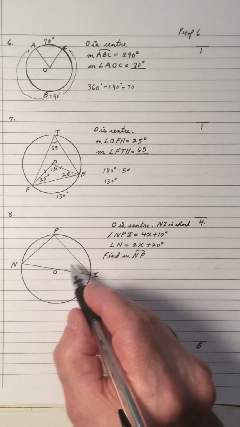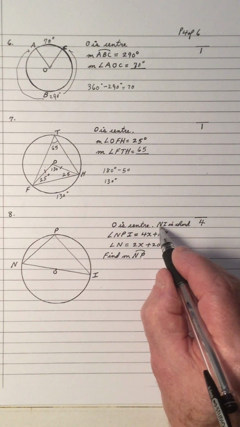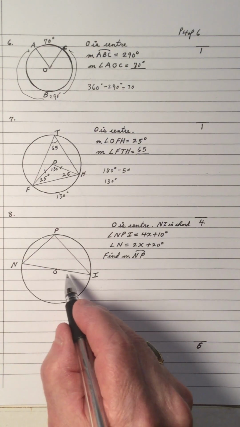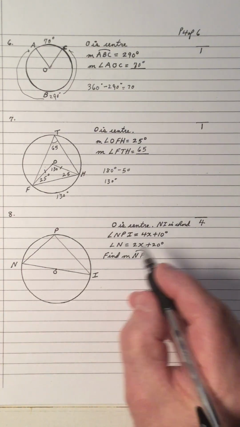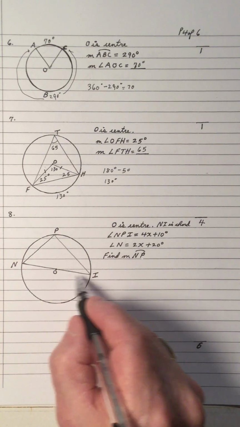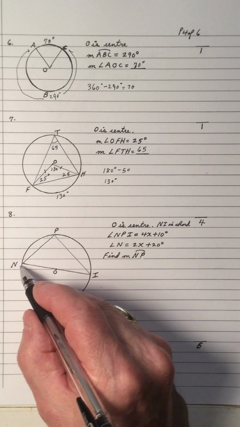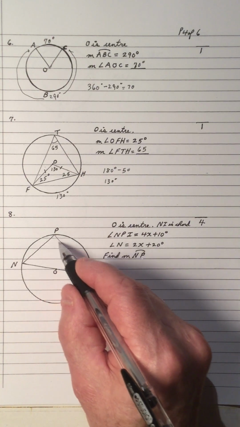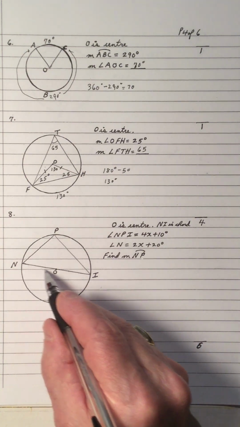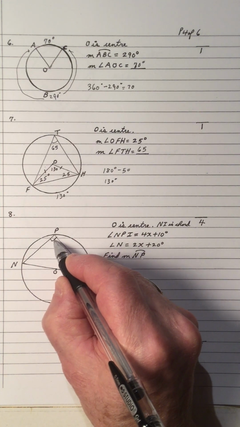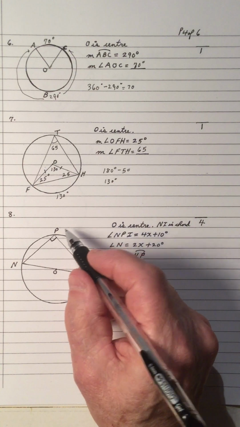Number 8, O is the center of the circle. NI is a chord passing through the center. Then NI is a diameter, so that's a diameter. And because that's a diameter, I have an inscribed angle here. This inscribed angle NPI intercepts this diameter. So that means that this angle here is 90 degrees.